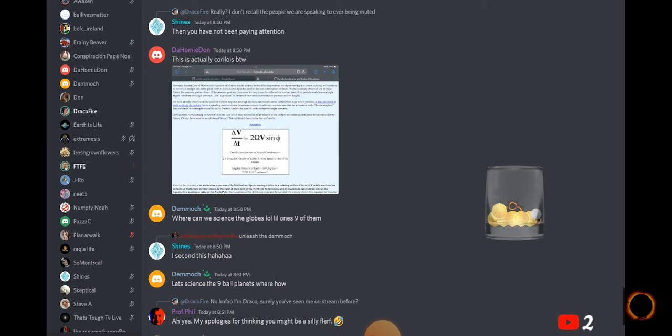Okay, very inaccurate. You talk about a 2D plane, not a 3D object. Do you not think that Coriolis is not a 2D plane? Okay, 3D.